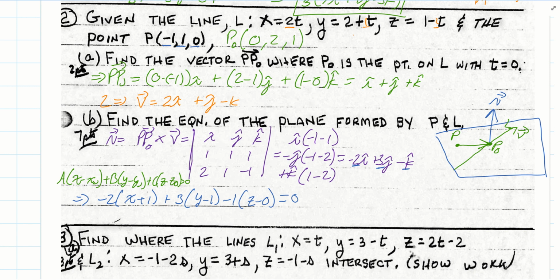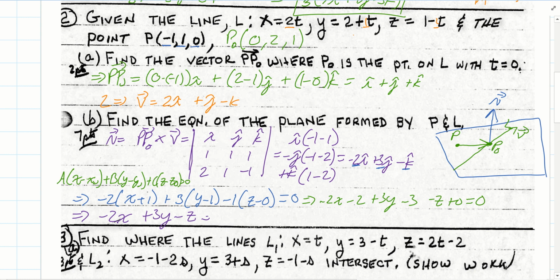So you're going to distribute each of your terms, which will look like negative 2x minus 2 plus 3y minus 3 minus z plus 0 equals 0. And then you're left with negative 2x plus 3y minus z equals, add this over, add that over, so you have 5. And normally they like to have a positive out front, so they would like to have 2x minus 3y plus z equals negative 5.